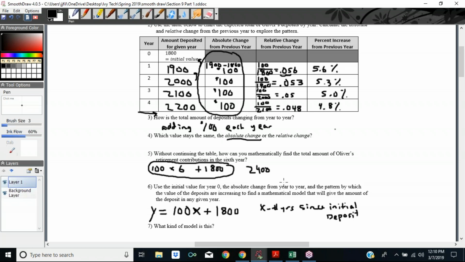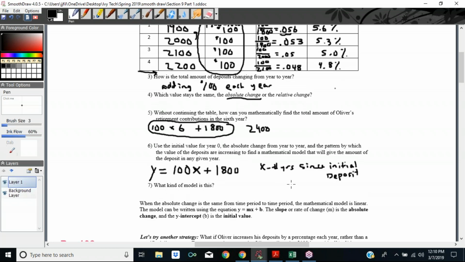And then it asks, what kind of model is this? Perfect, Megan, it is a linear model. And Nicole. So it's a linear model.